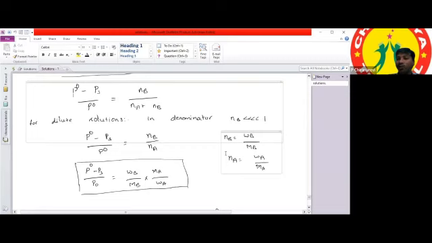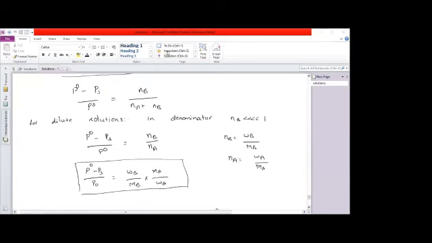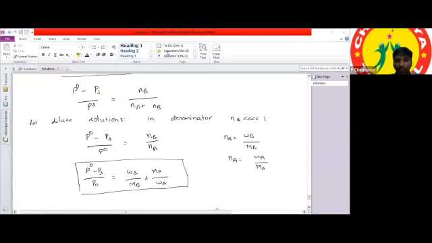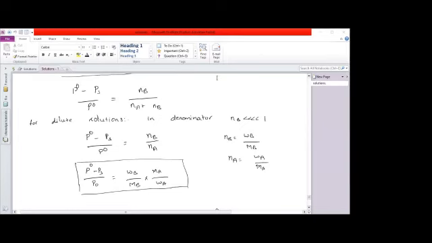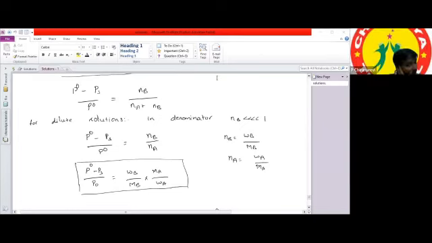How can we calculate the number of moles of the solute? Sir, could you repeat again? How can we calculate the number of moles? Mass of solute by molar mass. Yes, the mass of the solute, or given weight, divided by molar mass gives the number of moles of the solute. By substituting this, we get the formula.